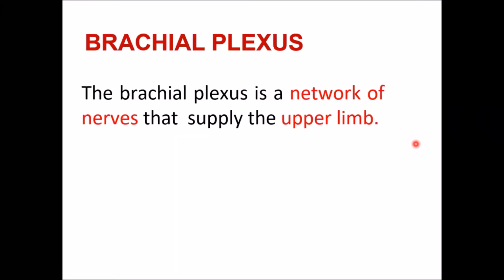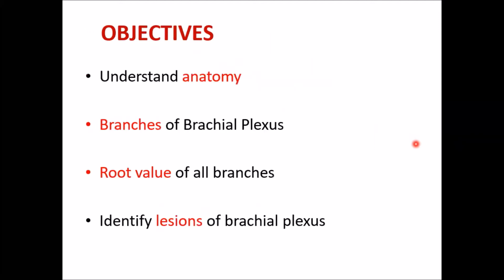By definition, brachial plexus is a network of nerves that supply the upper limb. By the end of this presentation, you will be able to understand anatomy of the brachial plexus, what are the different branches of this brachial plexus, what are the root values of different branches, and you will be able to identify lesions of brachial plexus.